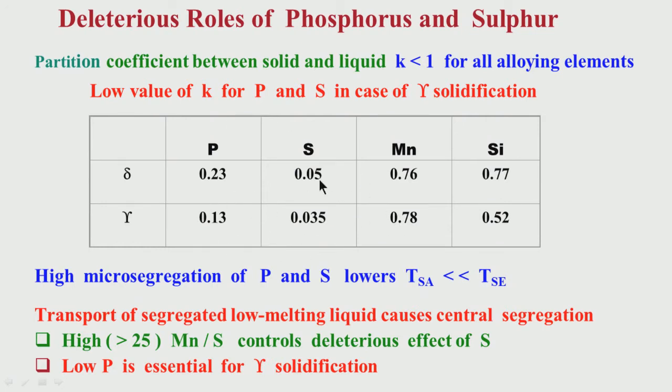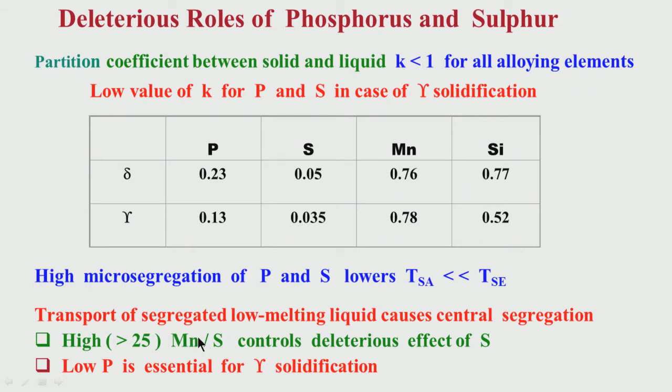As such, values are low, whether it is delta or gamma, and between delta and gamma, gamma values are again low. But as I have told you, there is a savior for sulfur. Manganese is the savior.